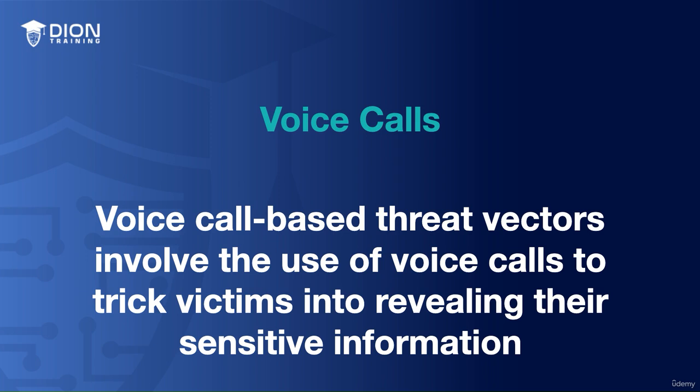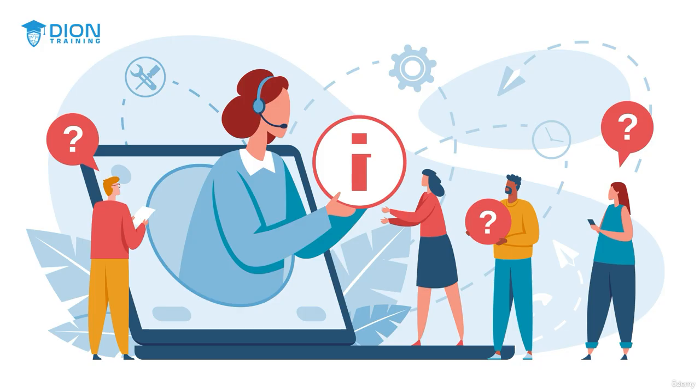Voice call-based threat vectors, also known as phishing, involve the use of voice calls to trick victims into revealing their sensitive information to an attacker. The attacker may try to impersonate a trusted entity, such as a bank or a service provider, to gain the victim's trust over the call.